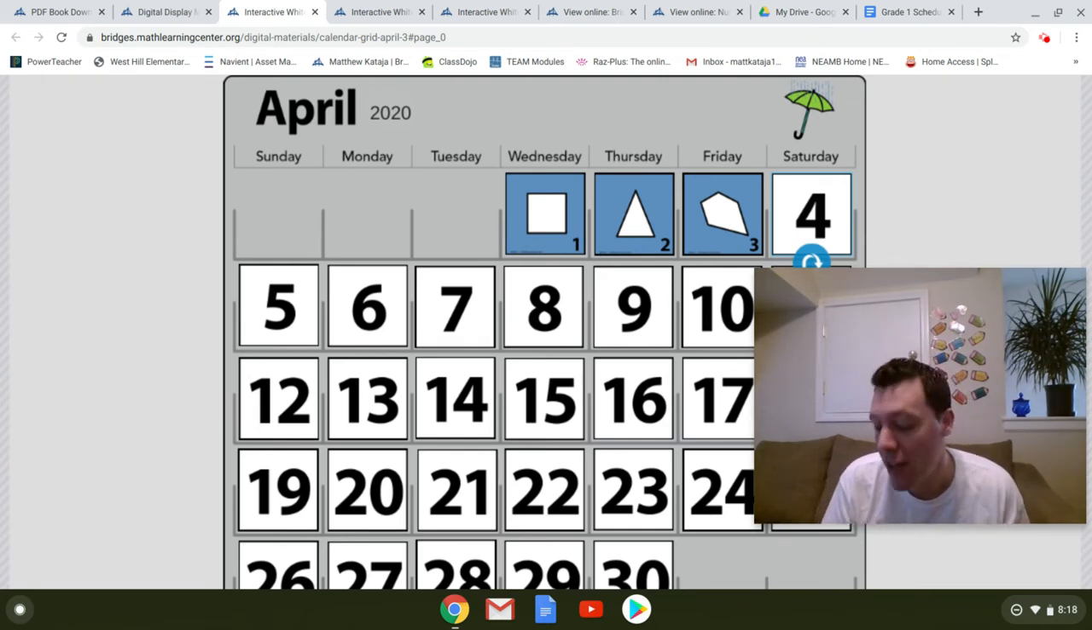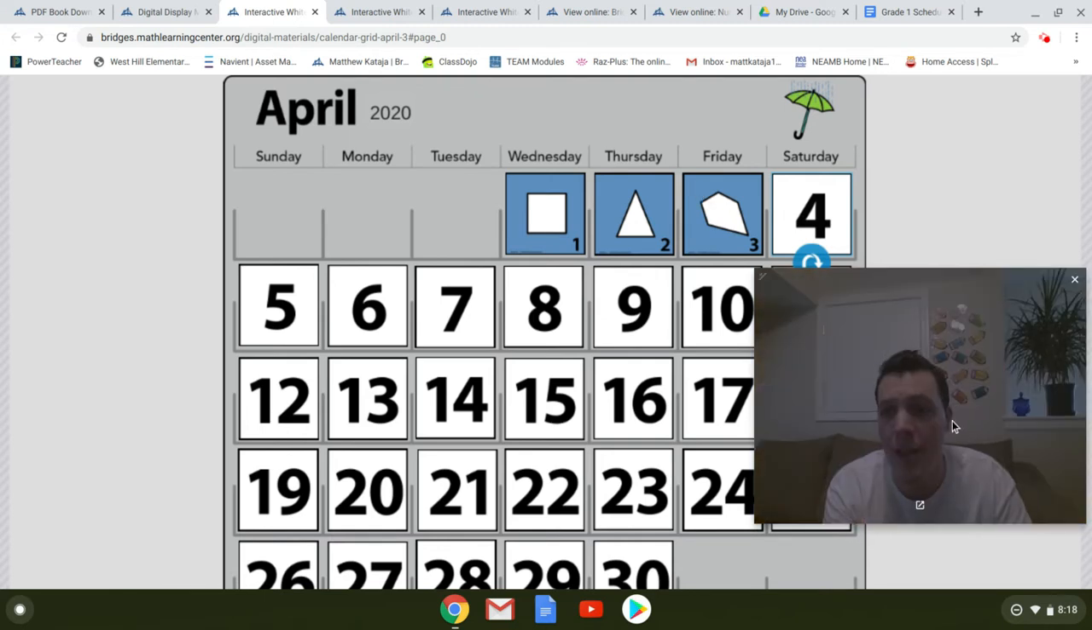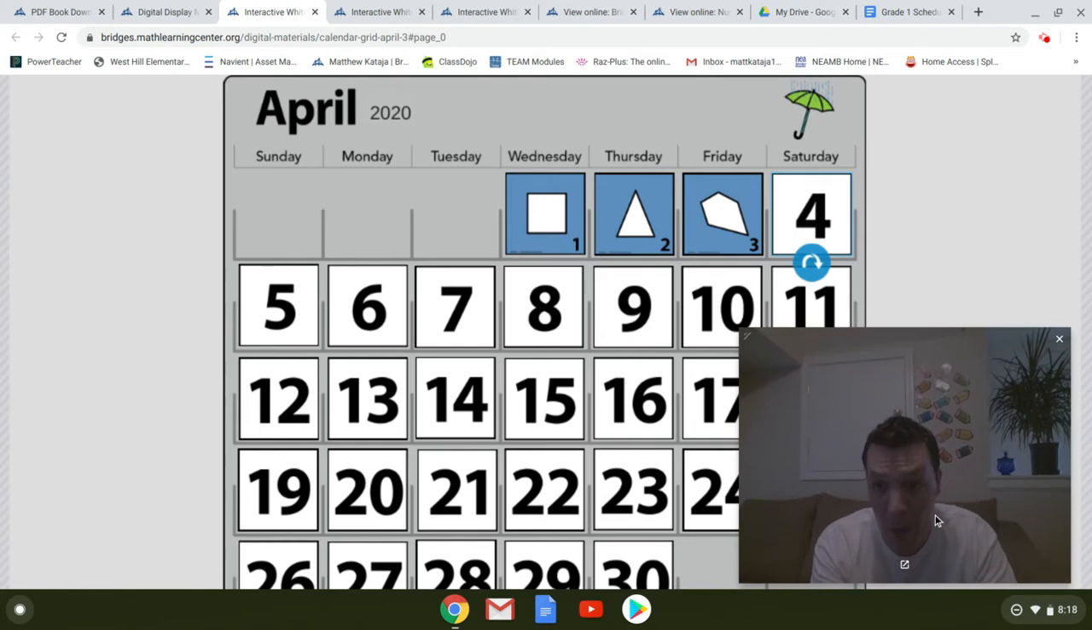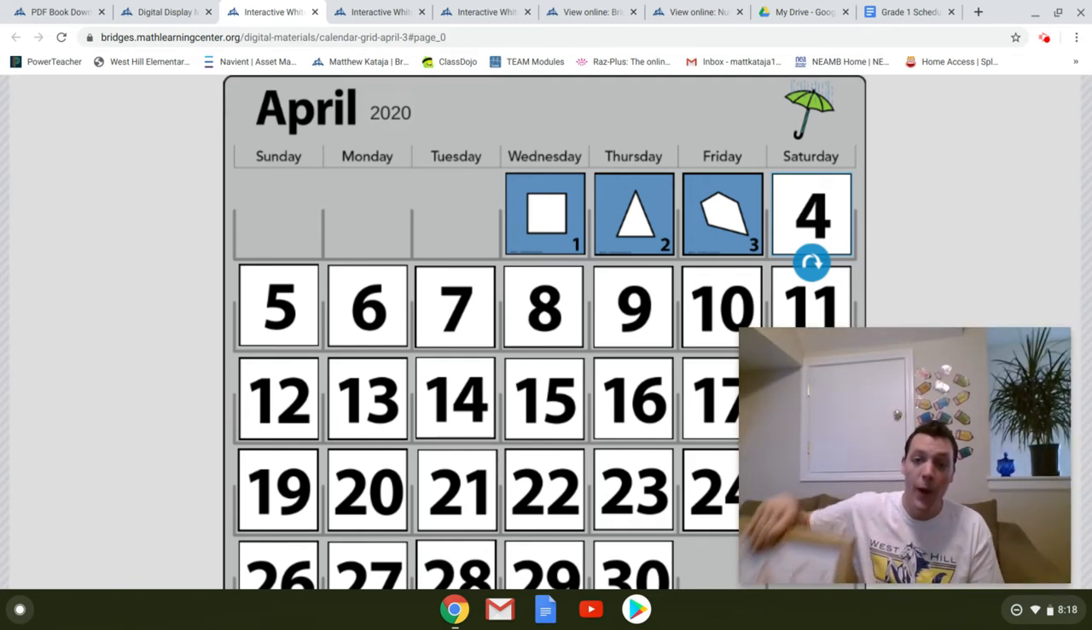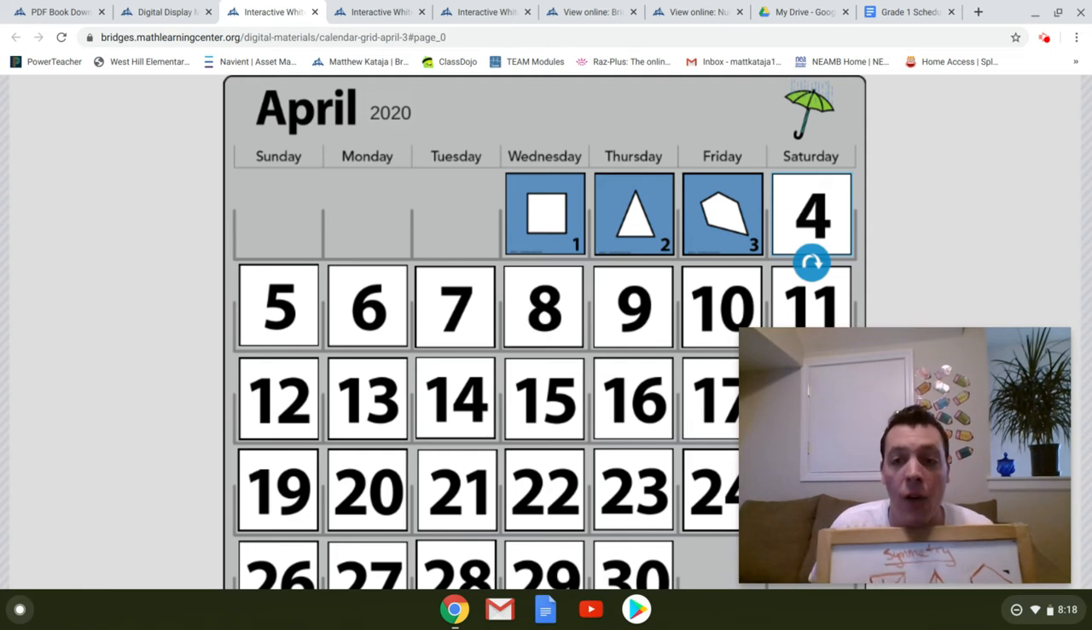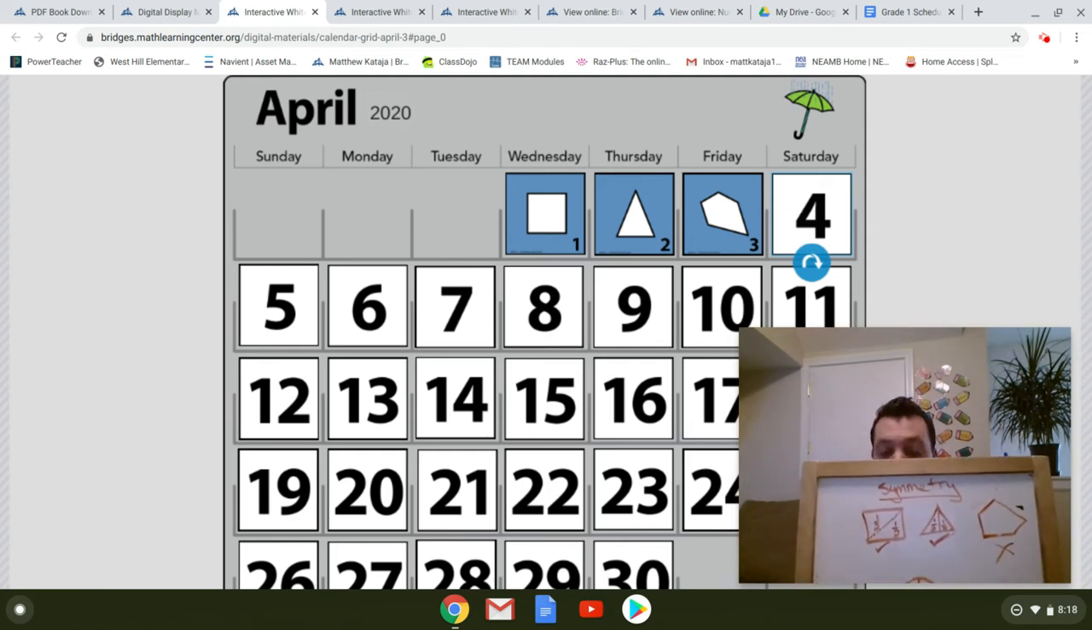But first, I left you with the question if this pentagon on April 3rd was symmetrical. And remember, what does it mean to be symmetrical? It's when you take a shape and you draw a straight line through it and cut it into two equal parts. So our first shape was a square. Was it symmetrical? You bet it was. Our next shape was a triangle. Was it symmetrical? Yes, it was.